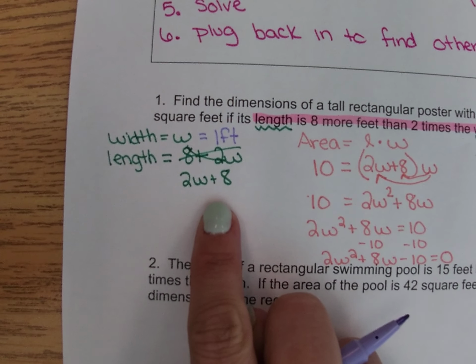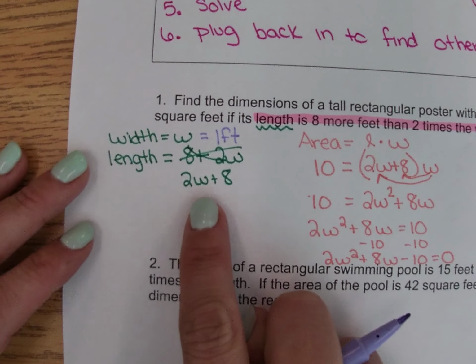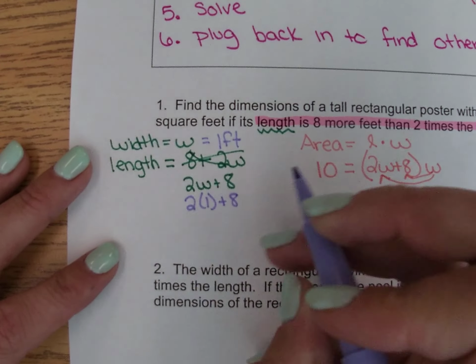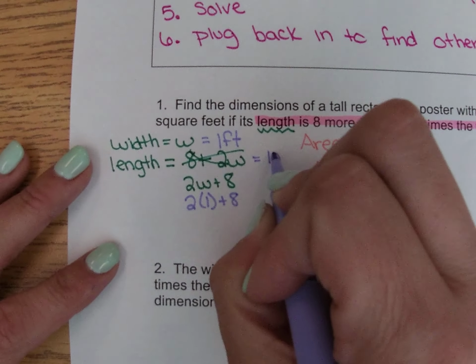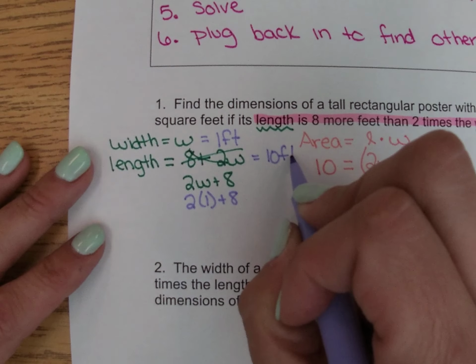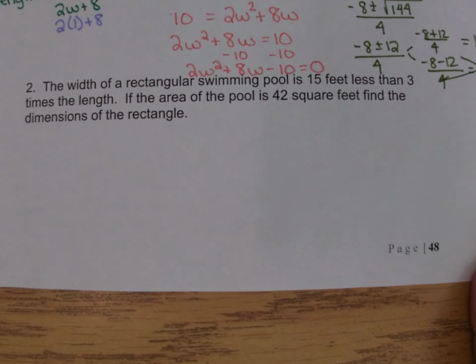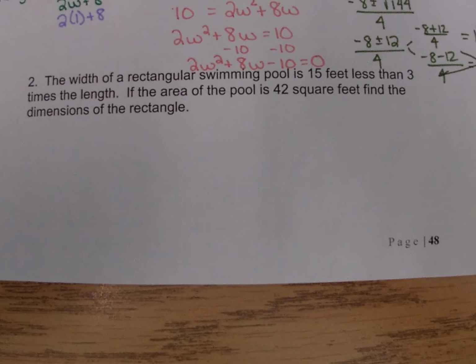And then to find our length, we need to plug our 1 back in here. So we're going to say 2 times 1 plus 8, which equals 10. So our length is 10 feet. So our final answer will be that our width is 1 foot and our length is 10 feet. And that's kind of a lot all at once. These problems aren't short. So let's look at another one and go through it and see how it goes.